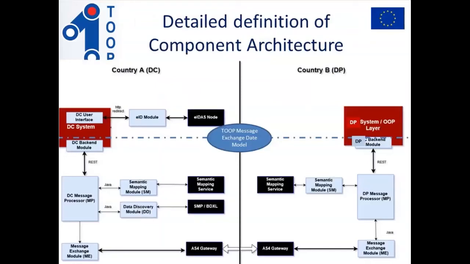Here you see the two systems that exchange data, so the data consumer and data provider. These are in red or burgundy there. They are the systems of the member states.